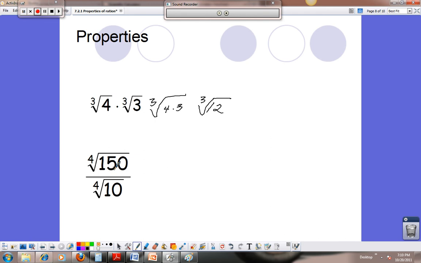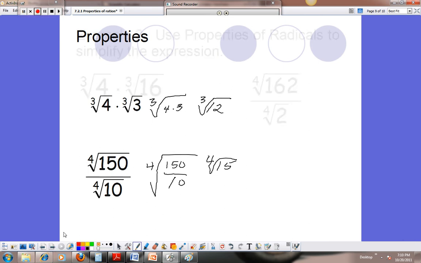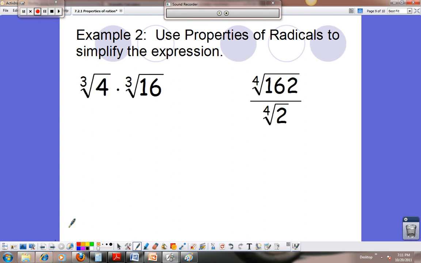Likewise on dividing. If I have the same index, then I can put this under one radical over 10. 150 divided by 10 would give me 15. One thing to keep in mind, which we will cover eventually, is that you can have no radicals in the bottom. When it divides out nicely, perfectly, then that takes care of that problem for you. All right, so the next example. Go ahead and pause the video at this time and try these.